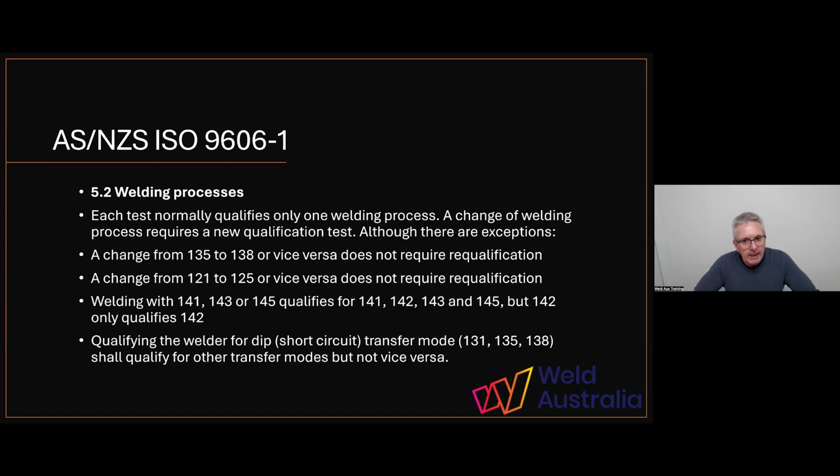So when you're looking at it, particularly, let's look at qualifying the operator. Let's say he's done it with 135 in the original part, and it was done in short arc. When we look at the range of qualification, we should also see 131 and 138. So if that's not there, well, that means it's missing. So they're the sort of things we'll be looking at.